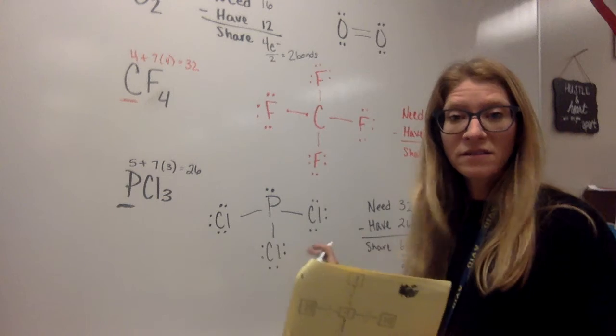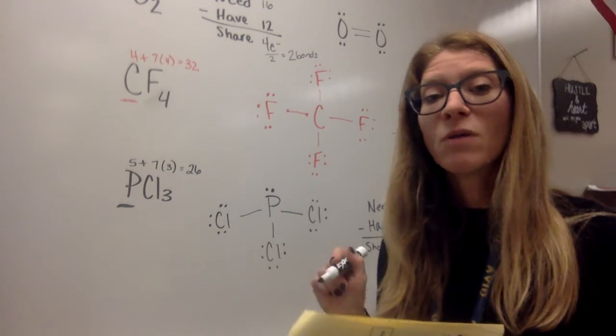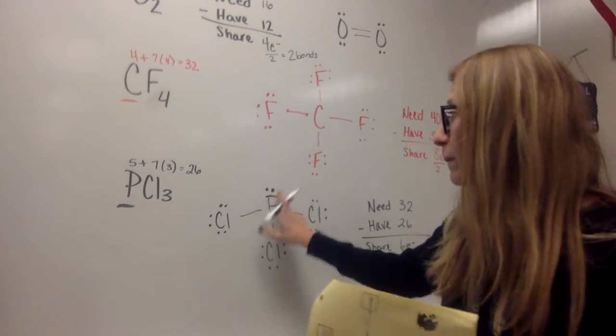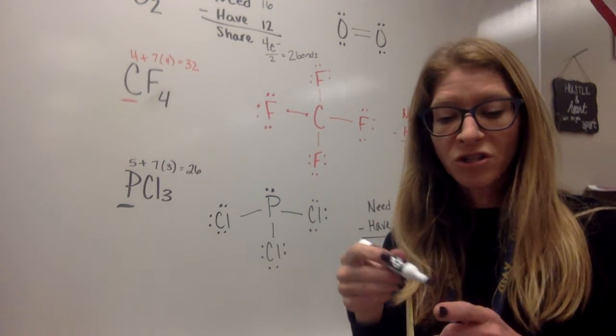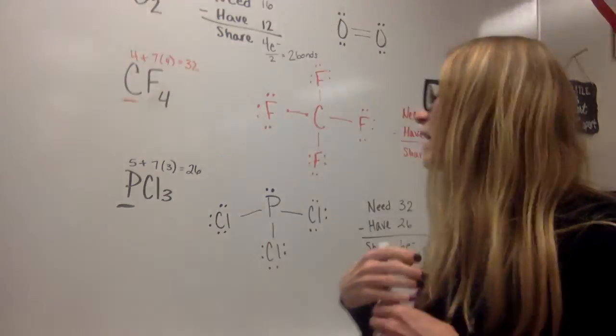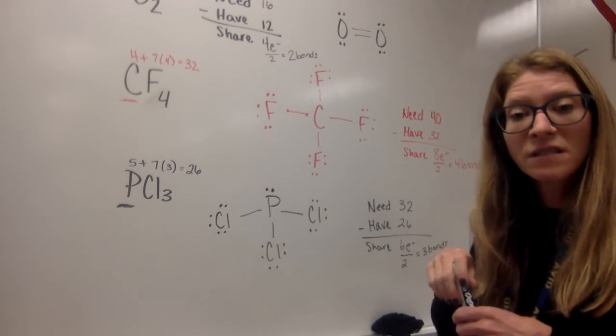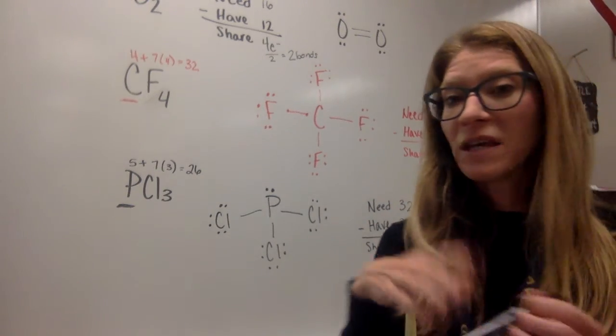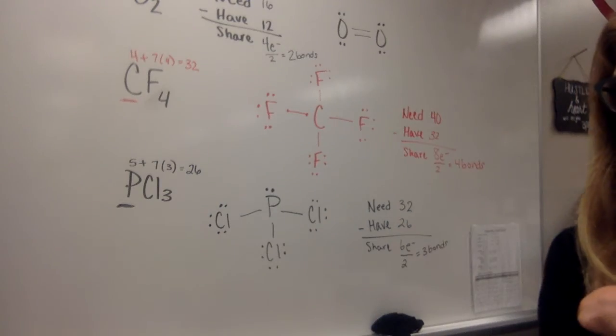These extra electrons are a little annoying to draw, right? But they are important because some of them, like this, will alter and determine the shape of the molecule, which in turn changes the properties. So hopefully this helps. This is the need, have, share method. Either method is fine. Just use what works for you.